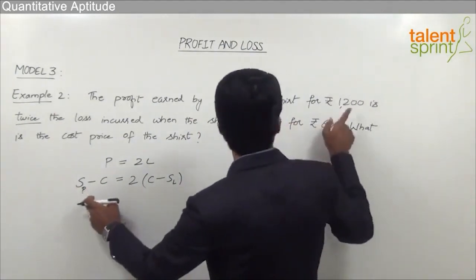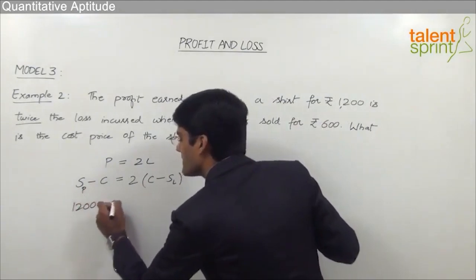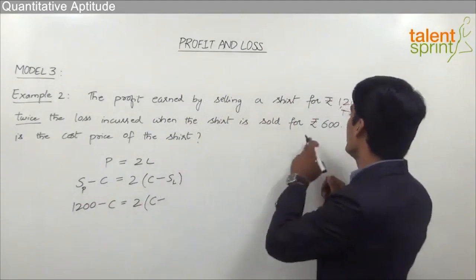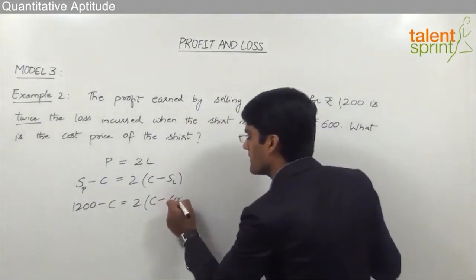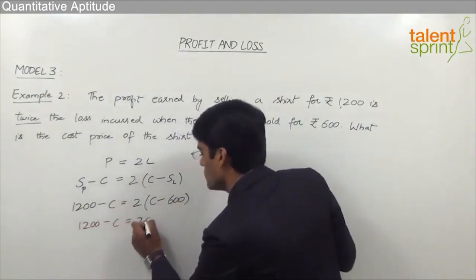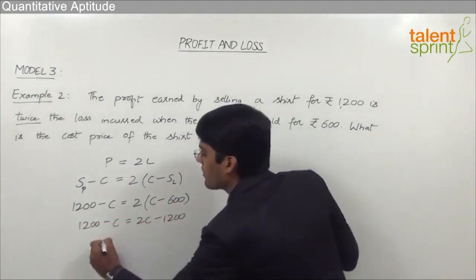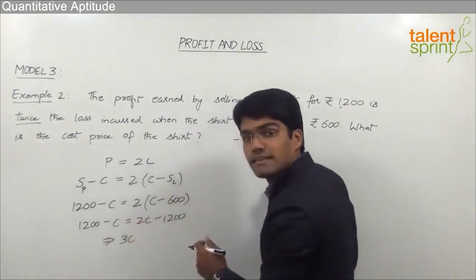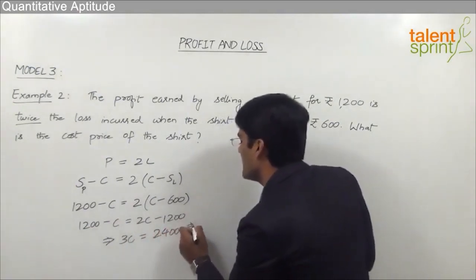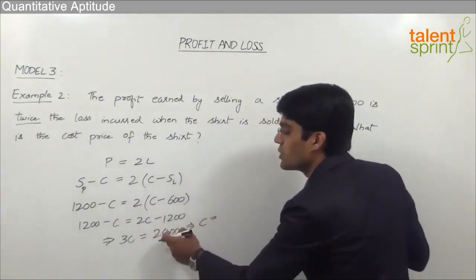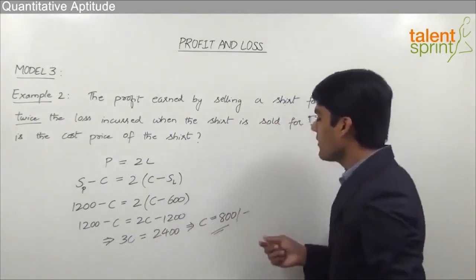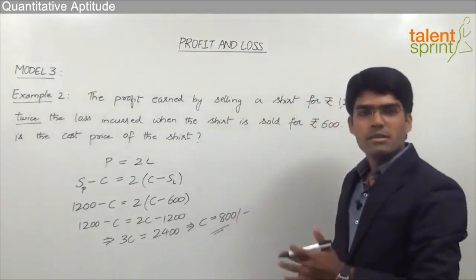So the selling price for profit is 1200, so 1200 minus C should be equal to 2 into (C minus the selling price for loss), which is 600. So from this we can say that 1200 minus C is equal to 2C minus 1200. So overall 3C, 2C plus C, is equal to 1200 plus 1200, that is 2400. So very clearly the cost price of the shirt here should be 2400 by 3, which is equal to 800 rupees.